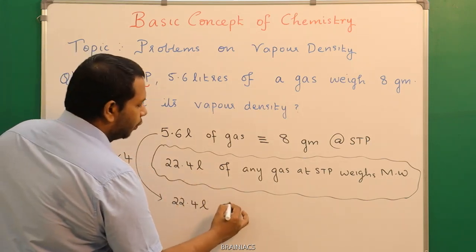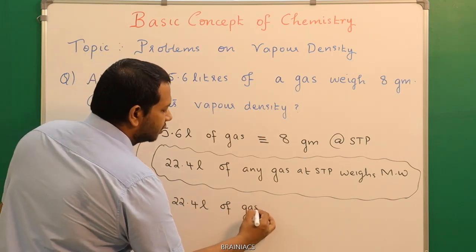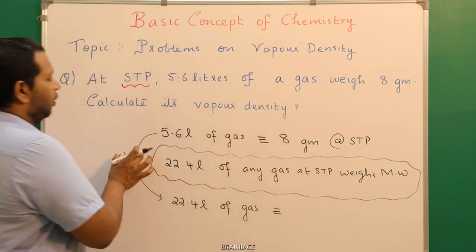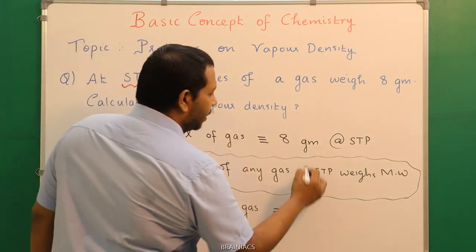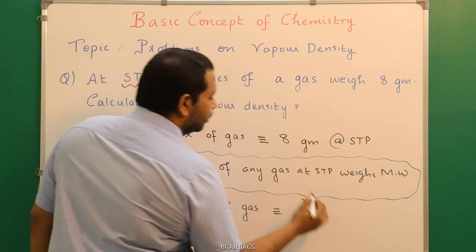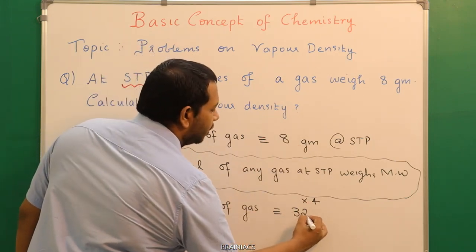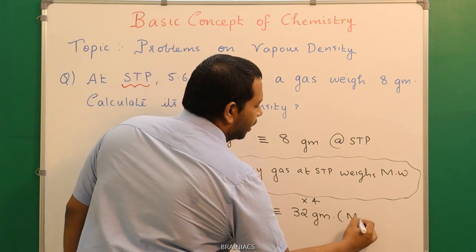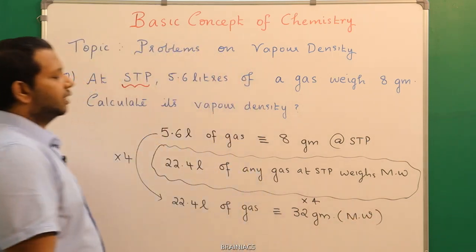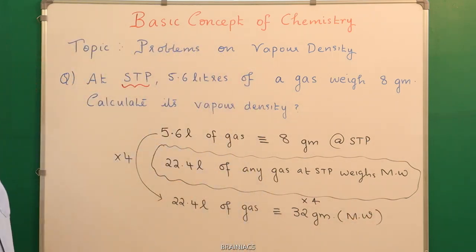So 22.4 liter of gas. When I am multiplying on the LHS by 4, multiply on the RHS also by 4. So this will become 8 into 4, 32 gram. So what is 32 gram? 32 gram is the molecular weight of the gas. Correct? So 32 gram is the molecular weight of the gas.